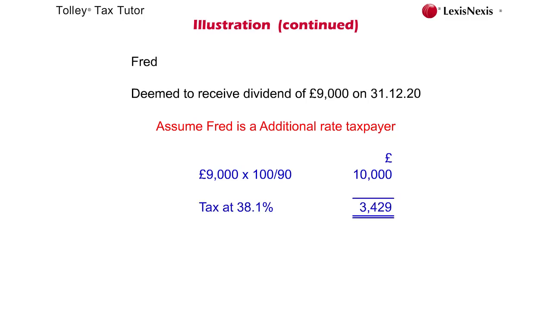Tax is charged at the additional rate on dividends of 38.1% as Fred is an additional rate taxpayer, leaving us with additional rate tax due of £3,429. This will be due from Fred on the 31st of January 2023.